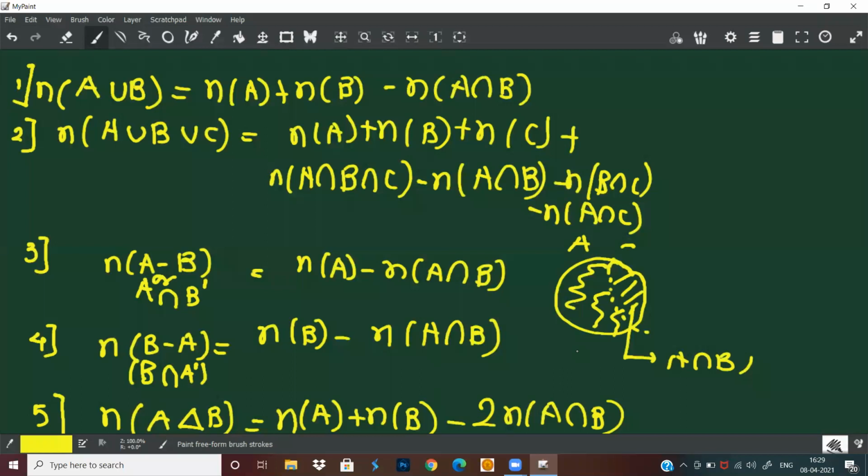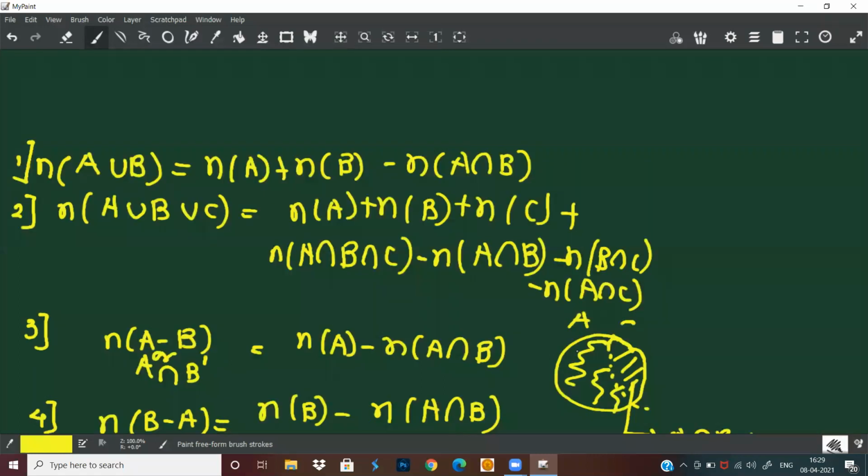I scroll up, I scroll down. Are you writing this formula? N of A union B is N of A plus N of B, this is what we call the addition theorem. N of A union B union C is, yeah, please write. थोड़ा zoom in कर दे.